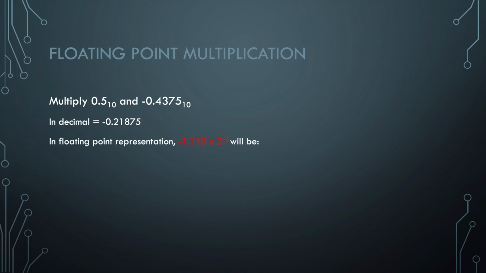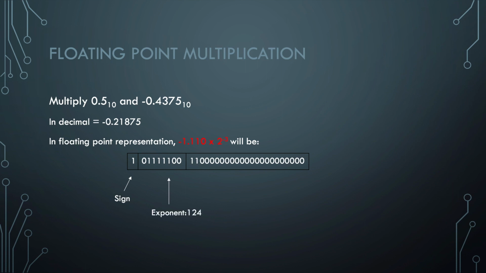Now, if you want to represent our number in floating point representation, we start by the sign, which is 1 bit, and is 1 in this case because the sign is negative. Then the exponent, which is in this case 124, since we added minus 3 to the bias, which is 127. And then we have the fraction, which is everything after the decimal point, which is 1 followed by 21 zeros.